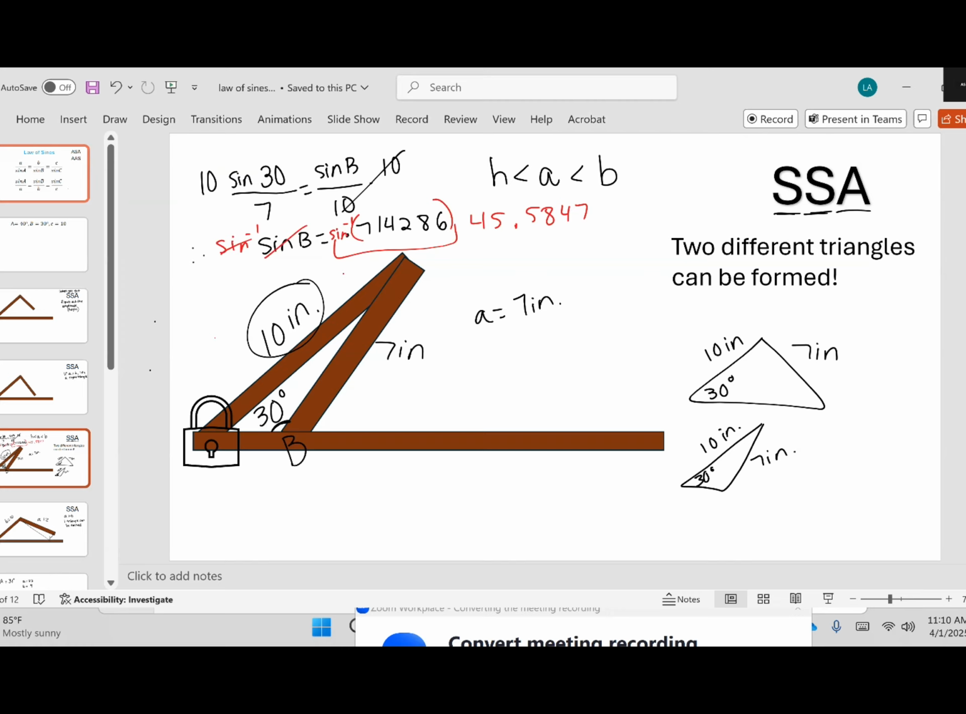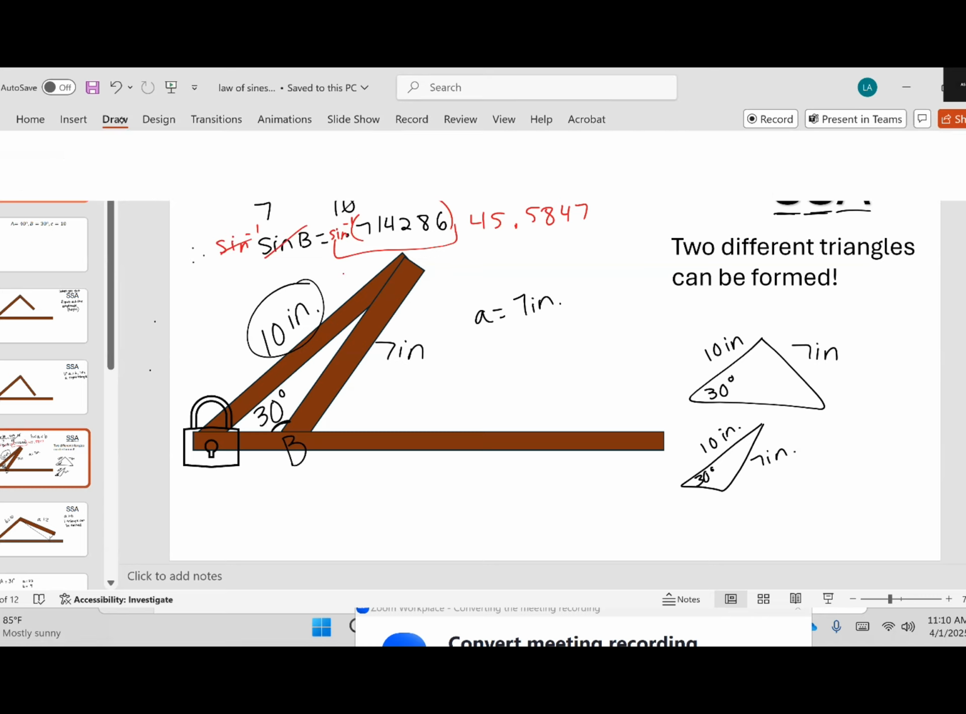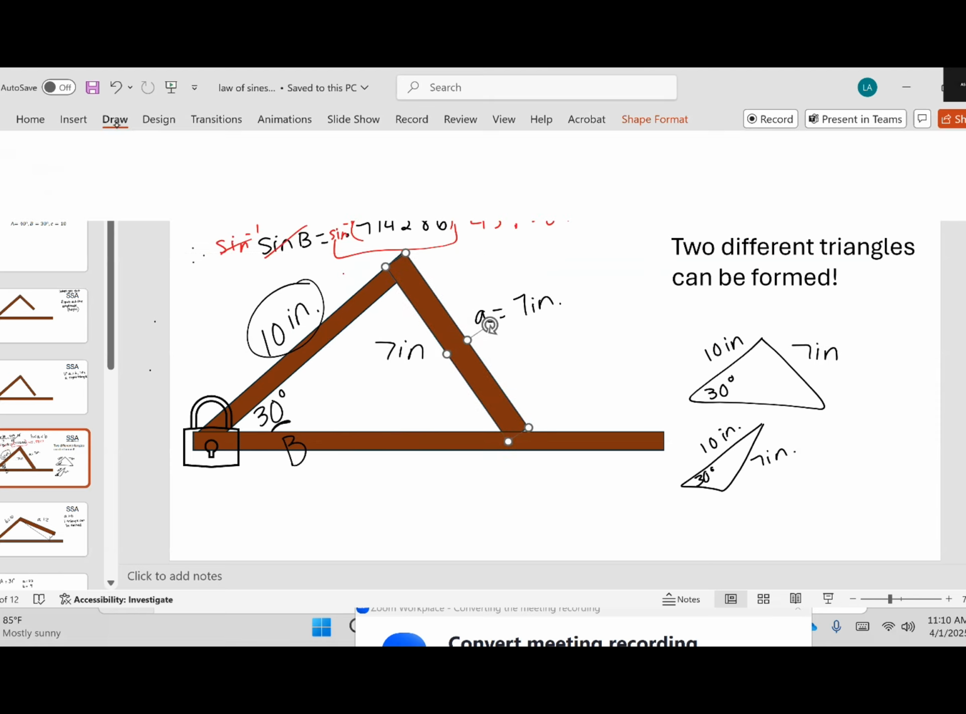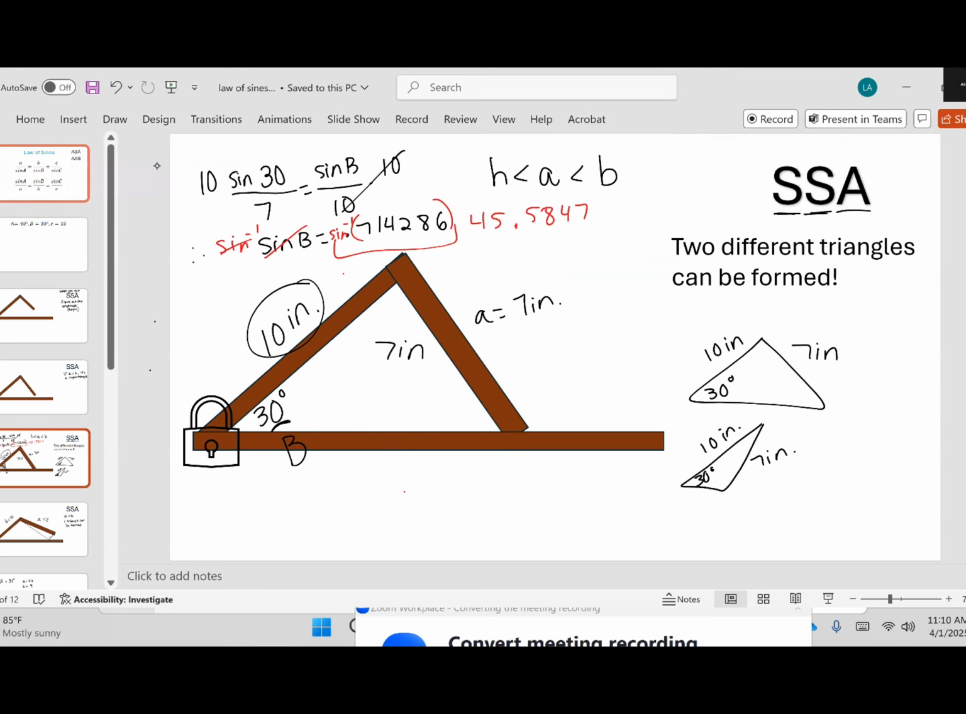All right. So what I want to show you guys, do y'all see this picture that I just drew? I actually showed you, let me put it back. Okay, that's actually this angle here. Because look at my triangles. This one's an obtuse angle. And this one's an acute angle. So this angle is 45.5847.